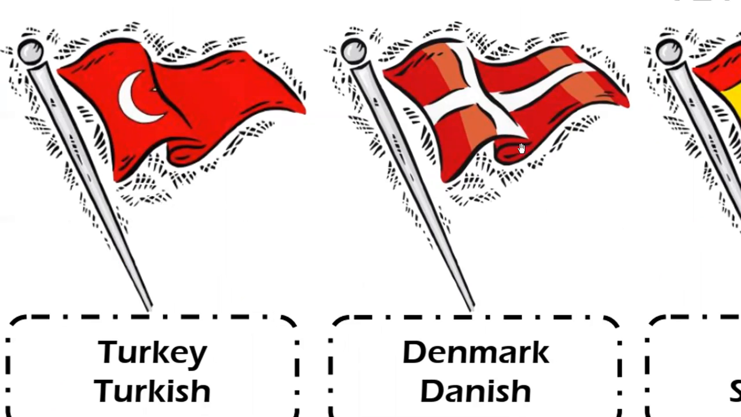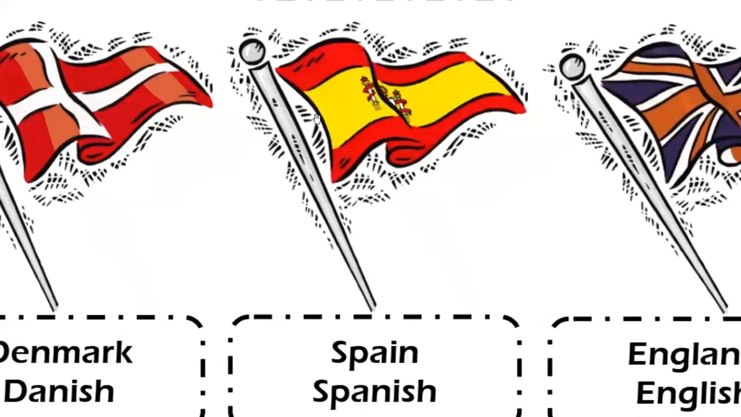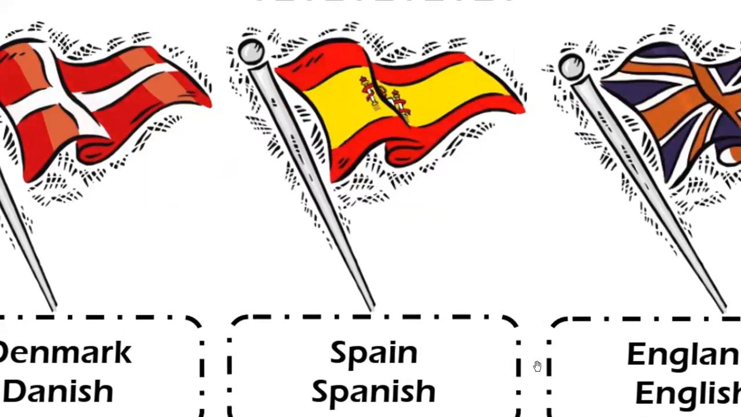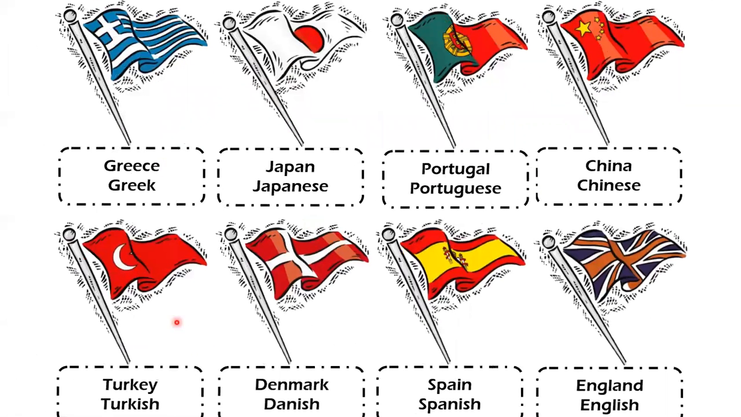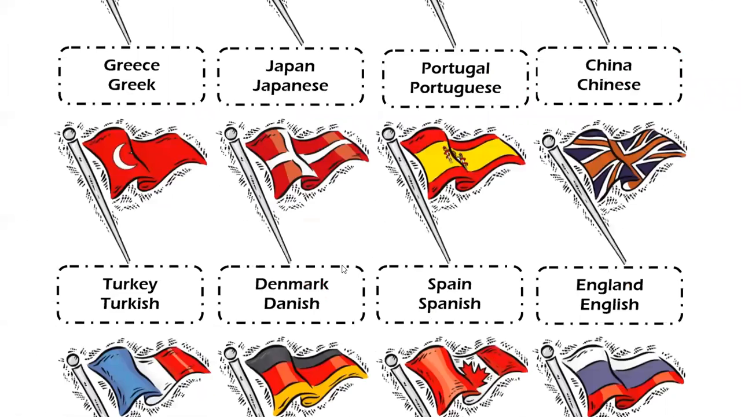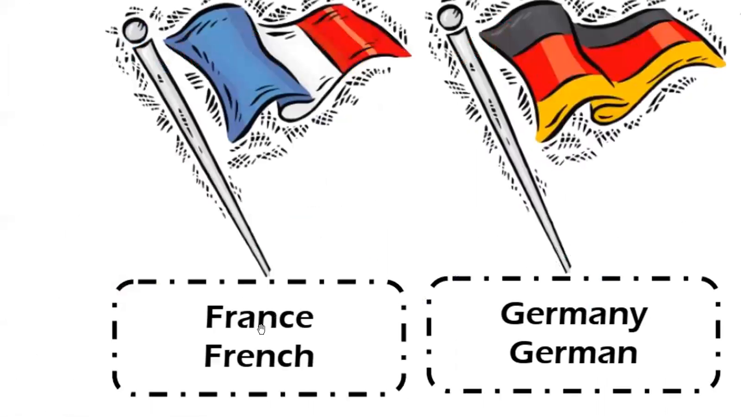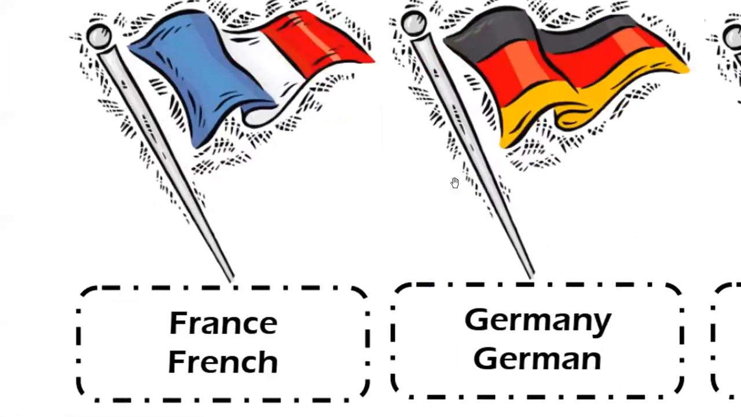Then we have the nationalities that end in ish. Turkey, Turkish. Denmark, pay attention here, it is a little different. It is Danish. Denmark, Danish. Then Spain, Spanish. England, English. Okay. Very good. Then we have these two countries that are a little bit different because if someone is from France, that person is French. And if someone is from Germany, that person is German.